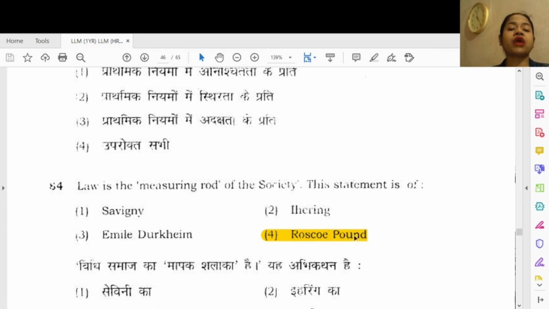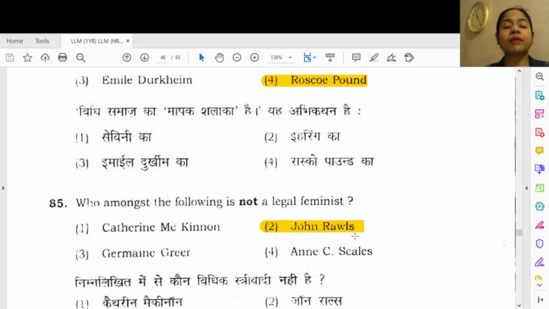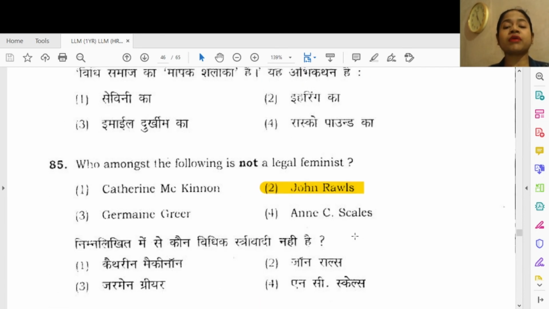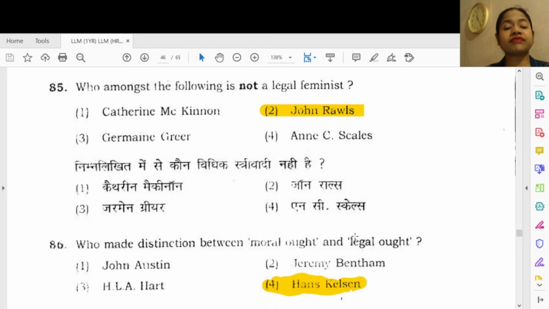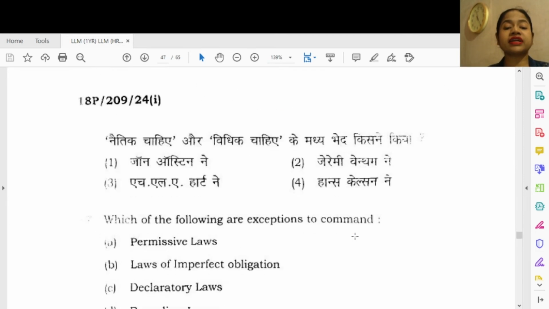Question number 84. Law is a measuring rod of the society. This statement is of, this is option number 4, Roscoe Pound. 85. Who among the following is not a legal feminist? This is option number 2, John Rawls, and all the other 3 options are legal feminists. 86. Who made the distinction between moral ought and legal ought? This is option number 4, Hans Kelsen.